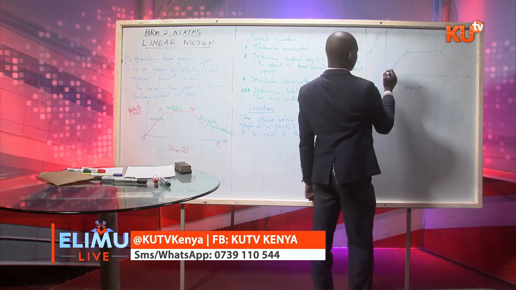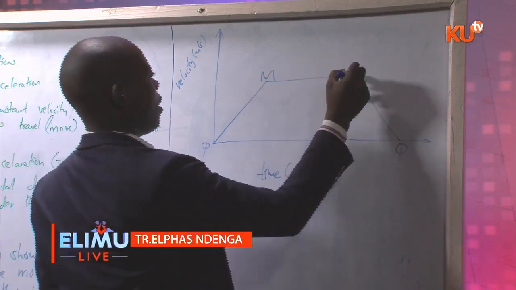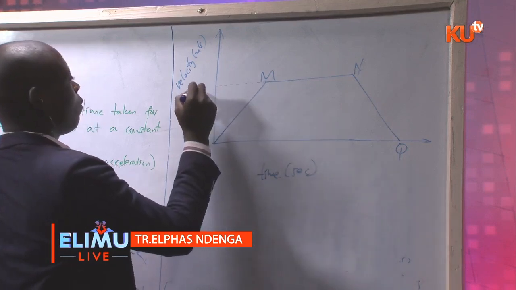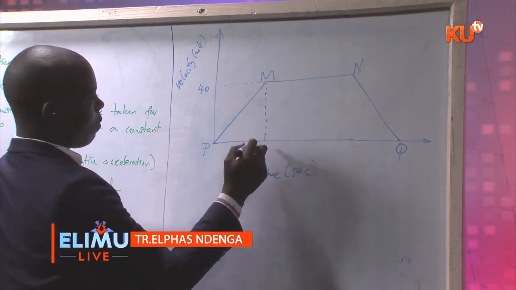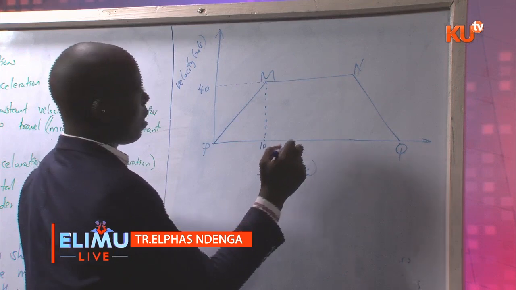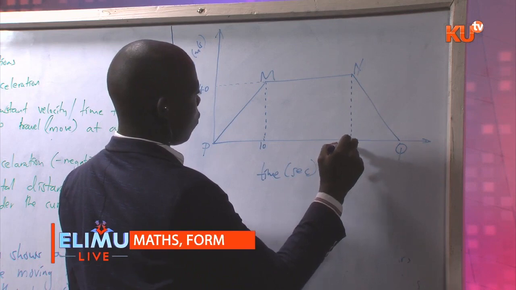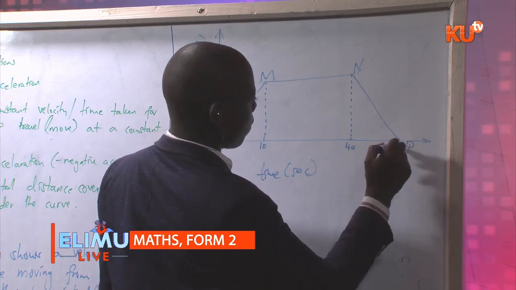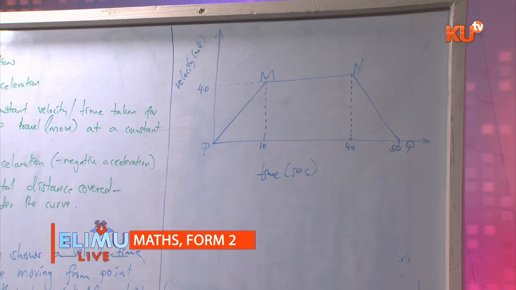This way. So we put this as point P, and this is Q, M, and N. And ensure as you're drawing that this point is on the level of 40, and then this one here is on the level of 10. This one here is on the level of 40, and this one here is on the level of 50. That is where Q is. So that is the velocity time graph for this particle.